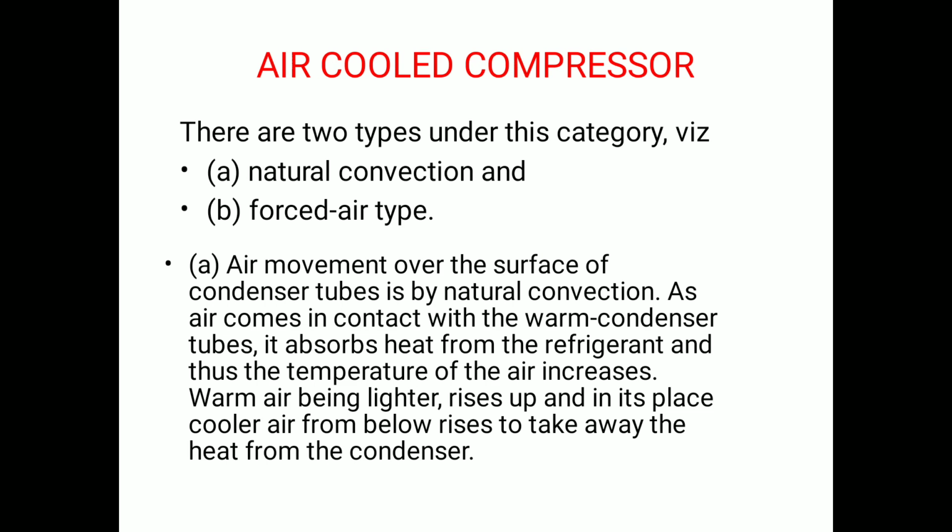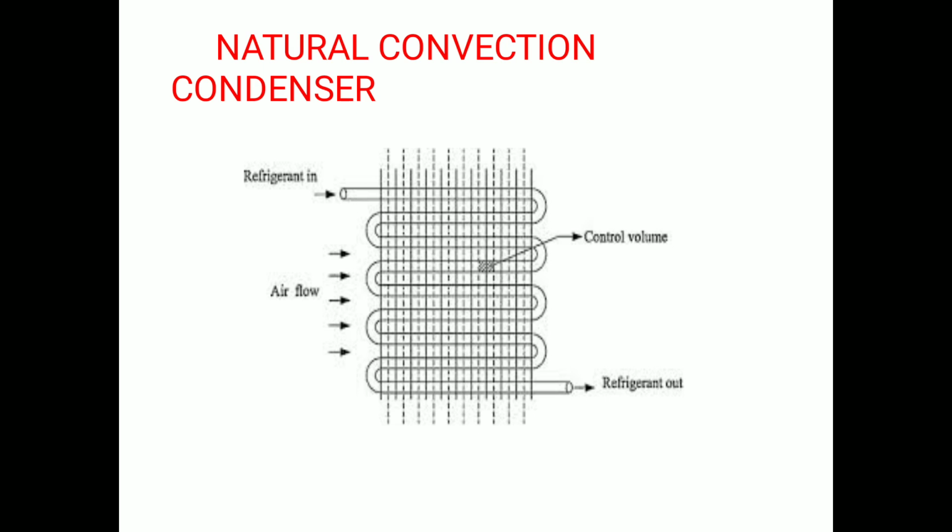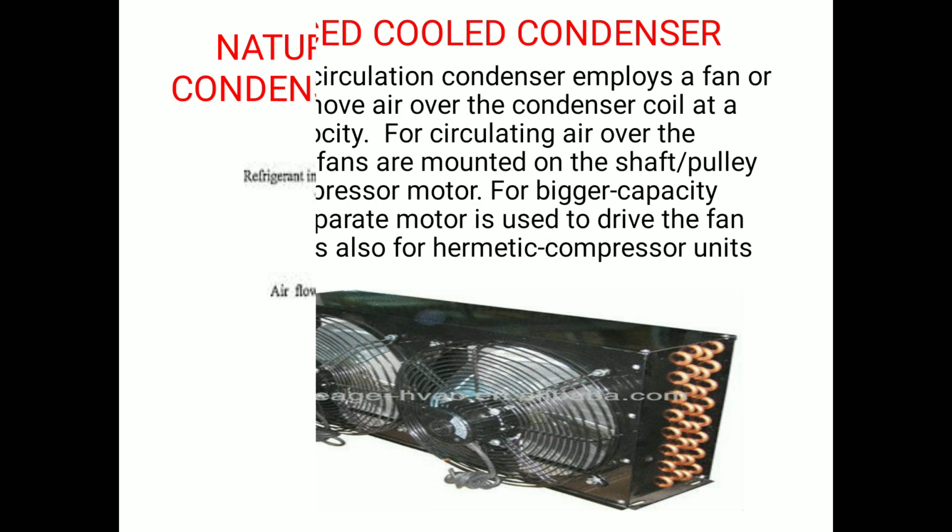So due to the flow of air, it will take the heat from the refrigerant. It absorbs the heat from the refrigerant, and thus the temperature of air increases. Warm air being lighter rises up, and cooler air from below rises to take away the heat from the condenser. So warm air will be on the upper side and cool air will be on the lower side. So this is the example of a natural convection condenser.